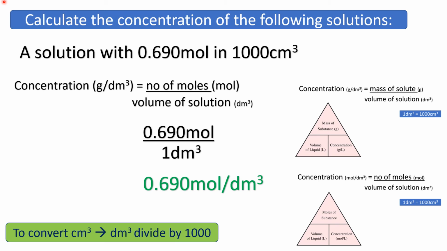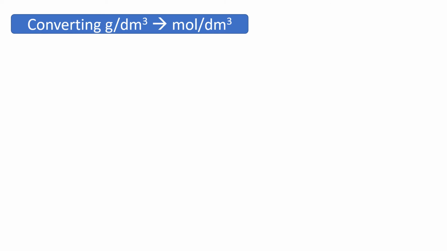per decimeter cubed. You can tell here, guys, why units are going to be so important, because grams per decimeter cubed would be incorrect. Moles per centimeter cubed would be incorrect. You need the moles per decimeter cubed for this one.